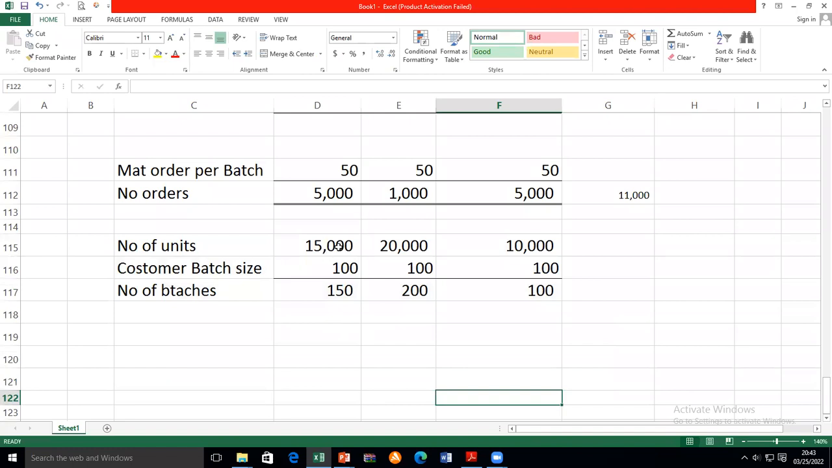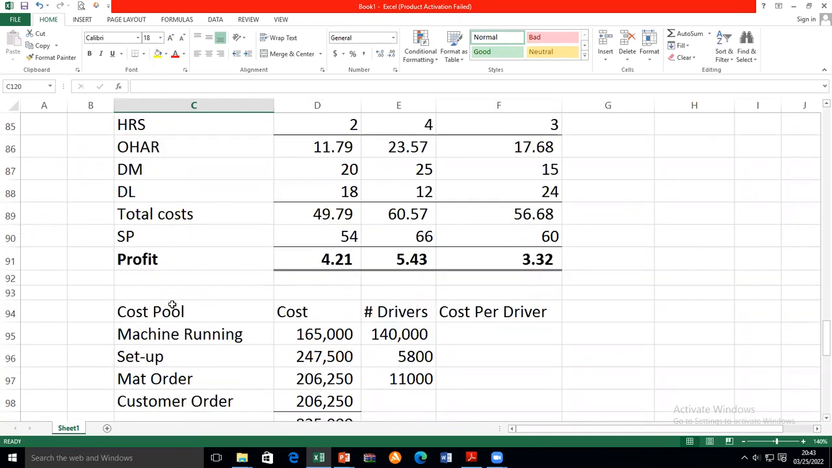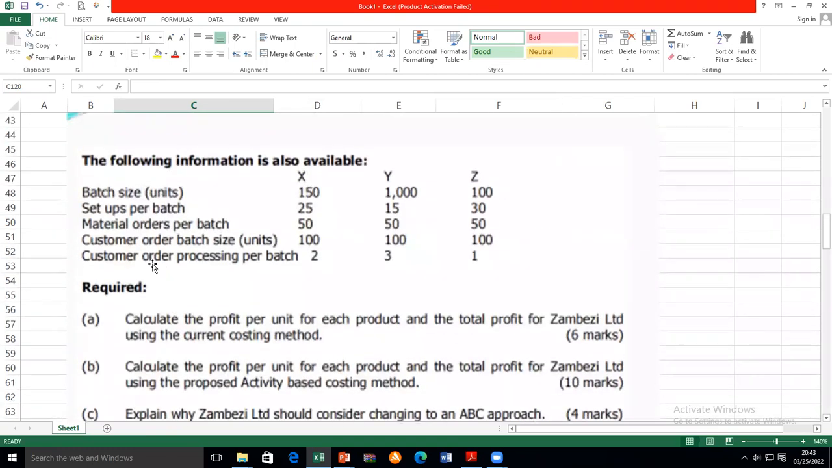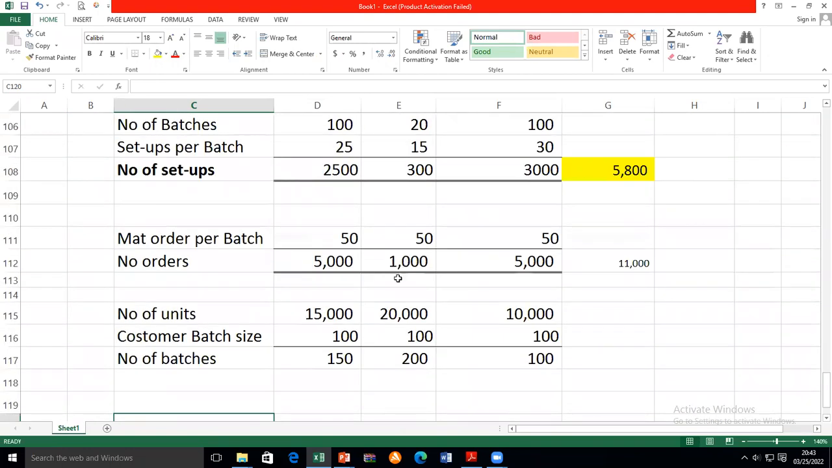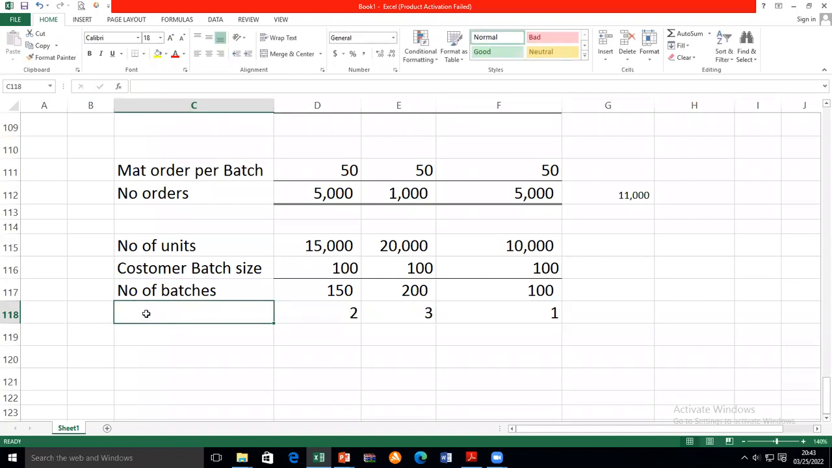What have we done, people? We have divided number of units by the customer batch size to find the number of batches. So these are customer batches. Done. Now you can come here and say the customer order processing per batch. So per each batch is 2, 3, and 1. So this is the orders per batch.